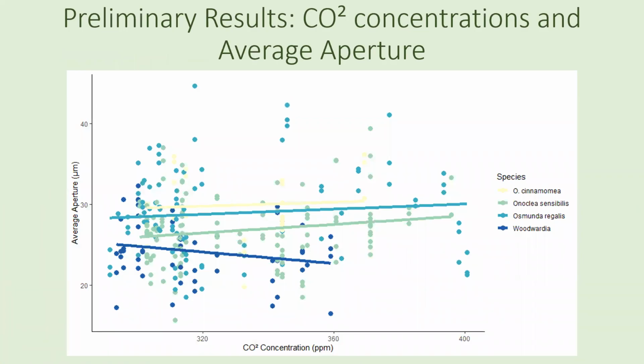Here are some preliminary results from the aperture measurements I collected compared to the CO2 concentrations each fern experienced based on the date it was collected. You can see slight variations between species, and except for Woodwardia virginica, there seems to be a slight increase in average length of aperture in higher CO2 concentrations.